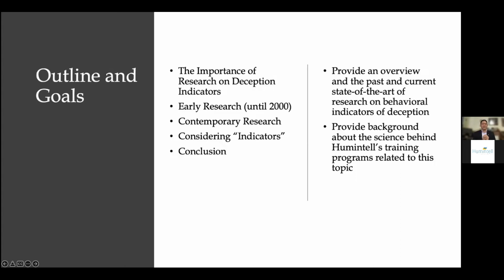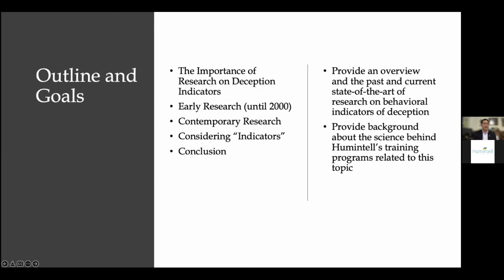The brief outline of what I've got going will be that I'll start discussing a little bit about the importance of research on deception indicators. And then I'd like to spend some time talking about early research until around the year 2000 on behavioral indicators of deception. Move from there to talk about contemporary research on indicators of deception. I then want to talk about how I understand what indicators are, and then we'll have a brief conclusion after that. So here we go.